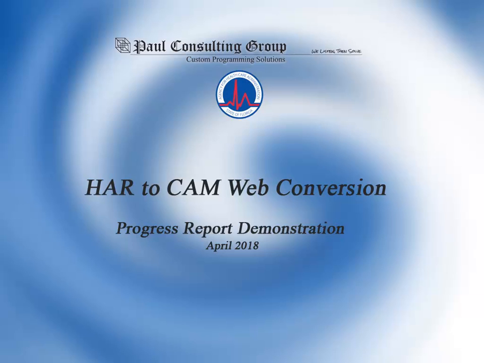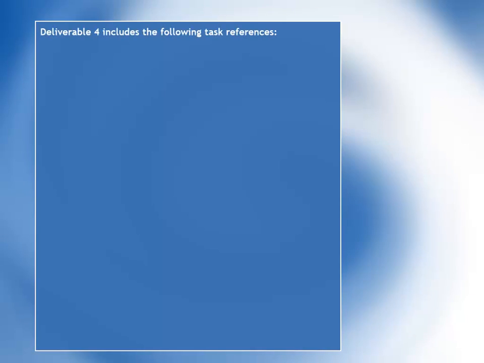Welcome to the April 2018 Progress Report demonstration of the HAR to CAM Web Conversion Project. The first deliverable for this month's Progress Report references Deliverable 4, Accounts. Note: Facilities has been moved under the Accounts deliverable and corresponding menu. This month completes the remaining tasks in Deliverable 4.